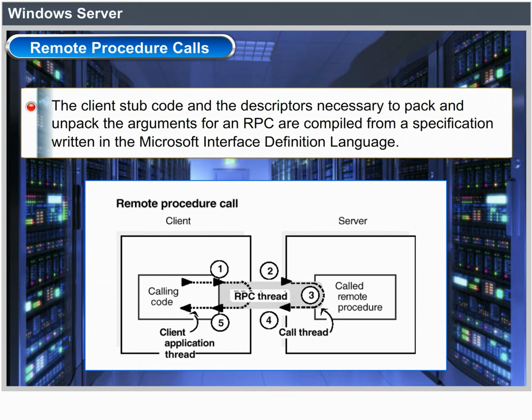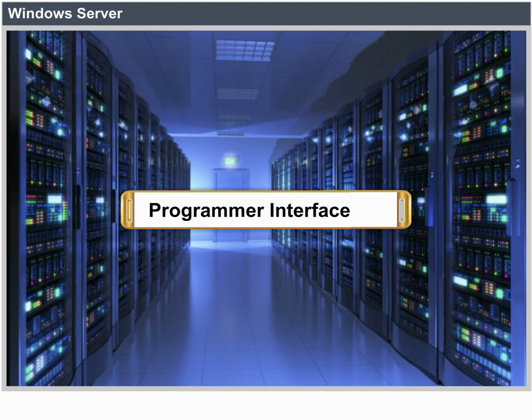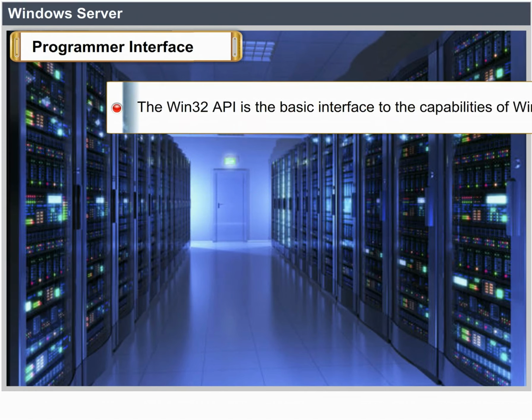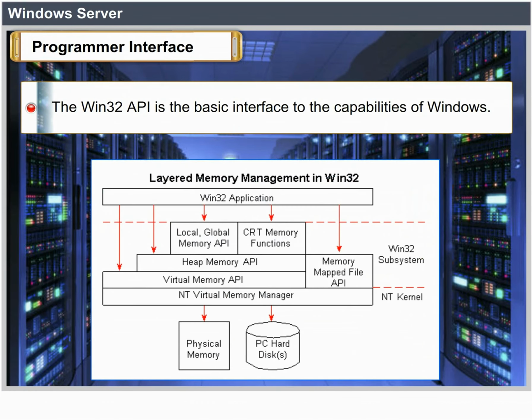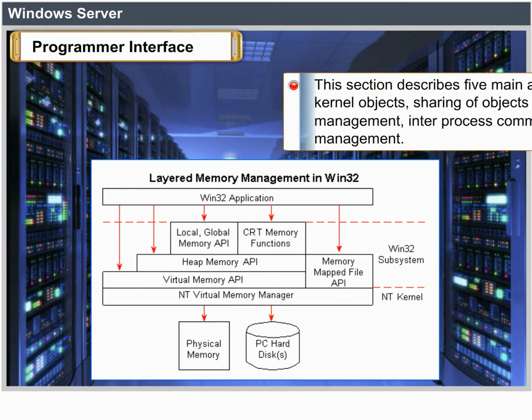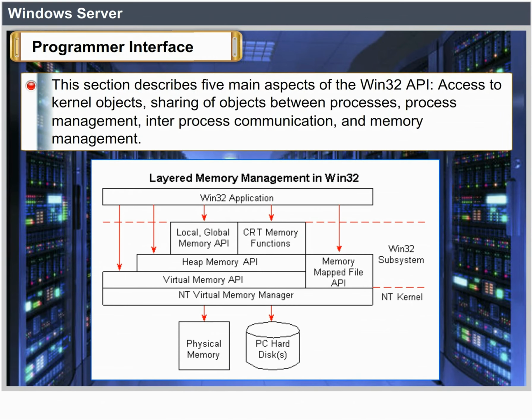Programmer Interface. The Win32 API is the fundamental interface to the capabilities of Windows. This section describes five main aspects of the Win32 API: access to kernel objects, sharing of objects between processes, process management, inter-process communication, and memory management.